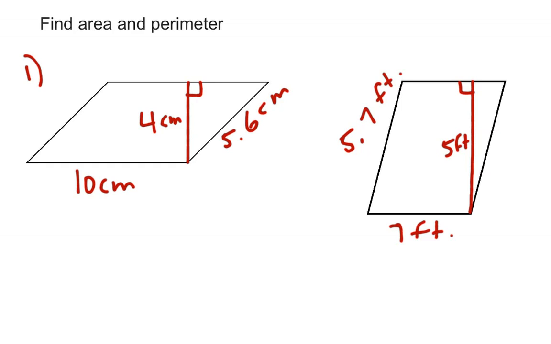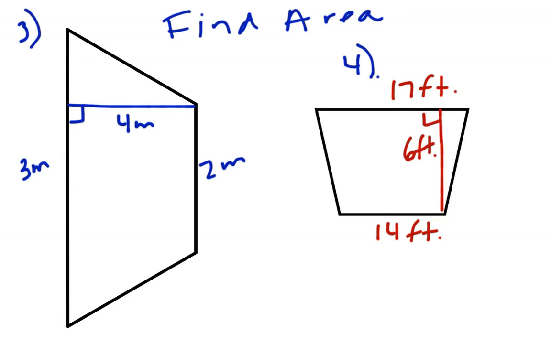All right, find area and perimeter of these two parallelograms. Hopefully you can read all the dimensions. Be careful with your height versus the slanty side. And then two more on the other page. This is 1 and 2. All right, and the last two practice problems, find the area of these two trapezoids. And then write your wrap-up summary, and you will be finished.